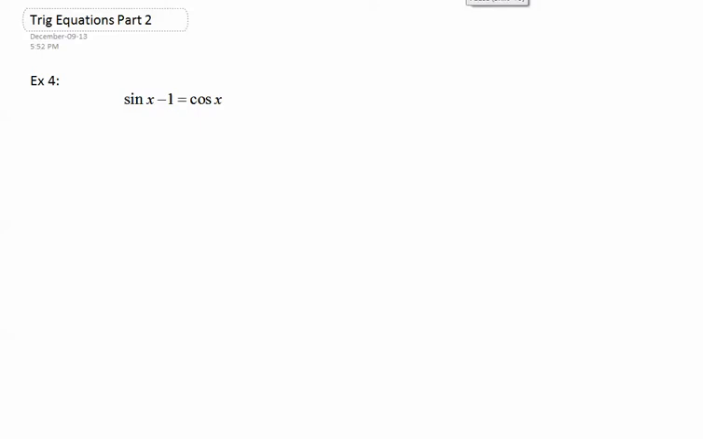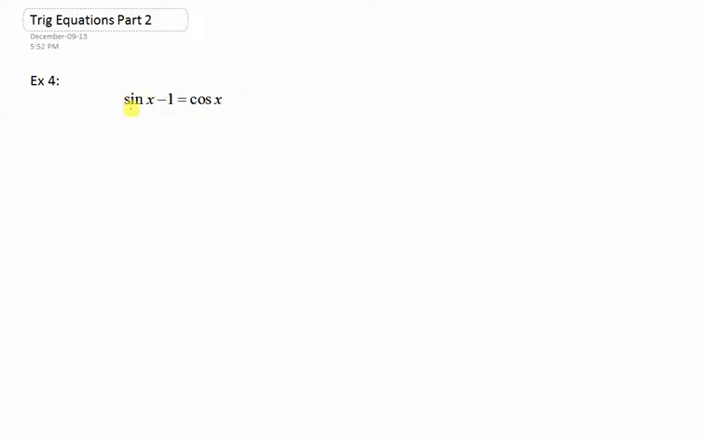This is the second part of a topic on trig equation solving. There is a first part that deals with some elementary trig equations. In this lesson, I'm going to cover three examples that are more complex. Here's the first one: sine x minus 1 equals cos x.